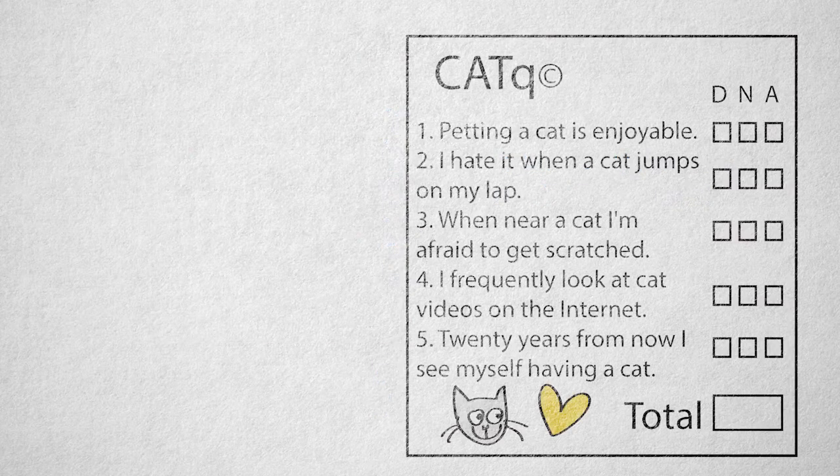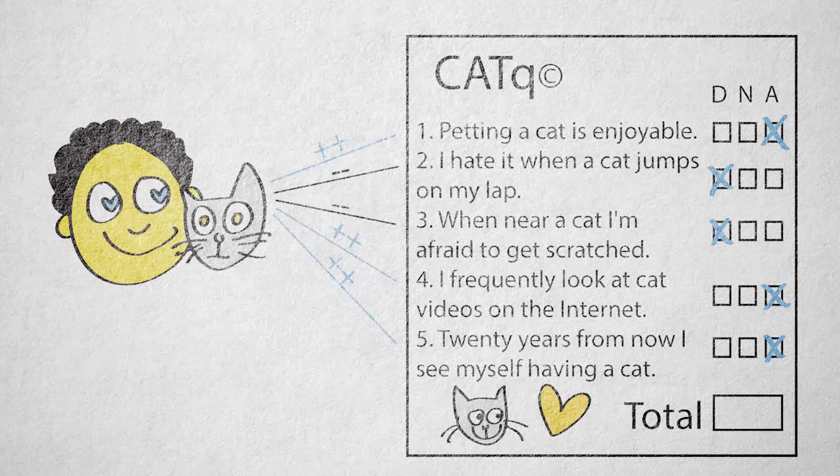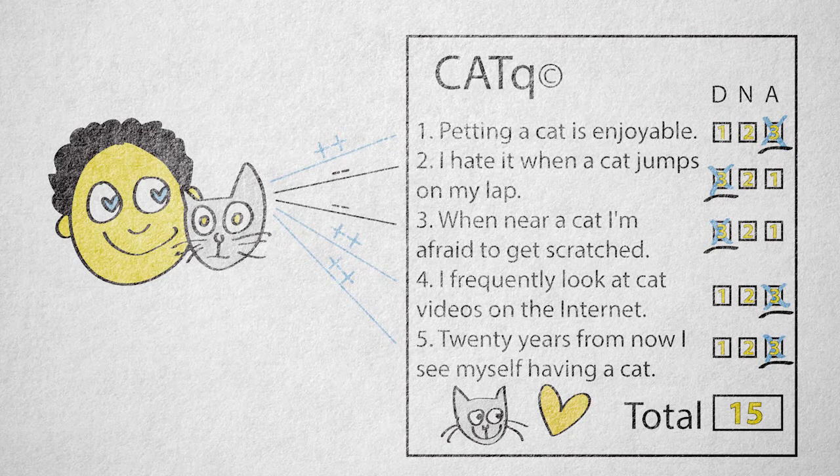Let's take my cat fondness questionnaire as an example. Items 1, 4, and 5 will show stronger agreement from people who are fond of cats. Items 2 and 3 will show stronger disagreement. After items 2 and 3 are recoded, all items are monotone. A higher score indicates higher cat fondness.